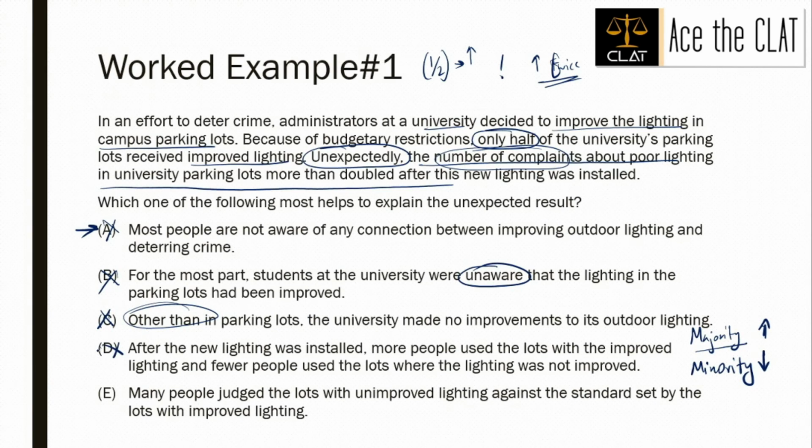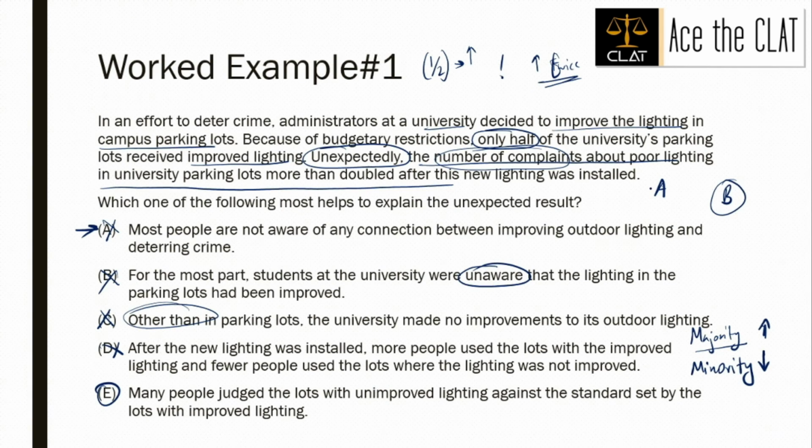Well, we have eliminated A, B, C, and D. That leaves us with E, and hence it should be the correct answer. Let us look at why this should be the correct answer. Many people judged the lots with unimproved lighting against the standard set by the lots with improved lighting. Okay. Let us say that the improved lighting we call A, and the older lighting we call B. It is saying that many people judged the unimproved lighting parking lot with the improved parking lot.